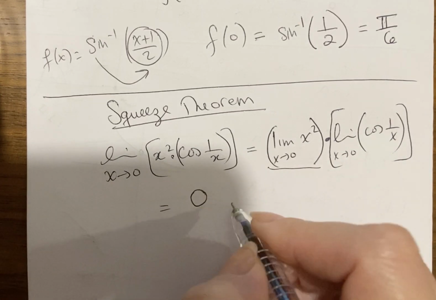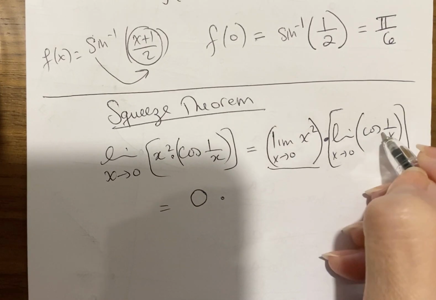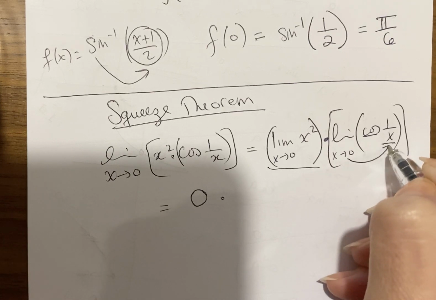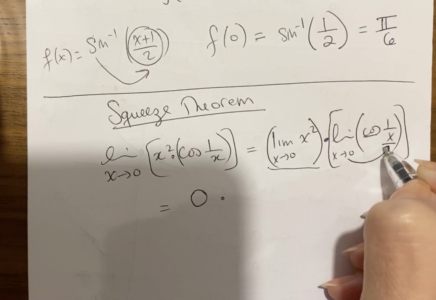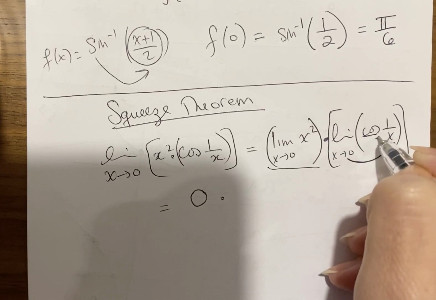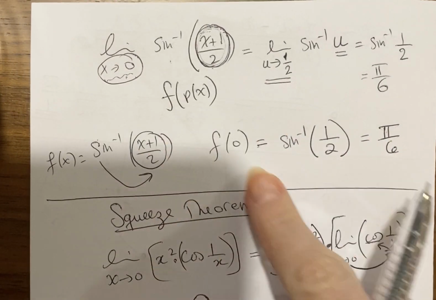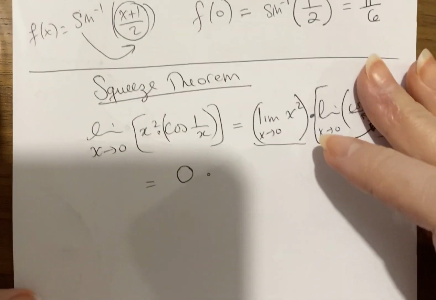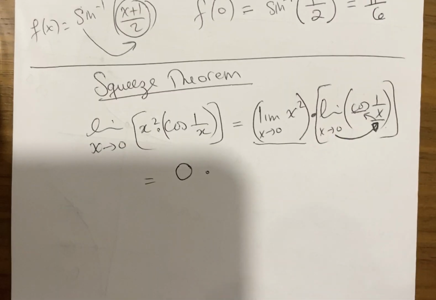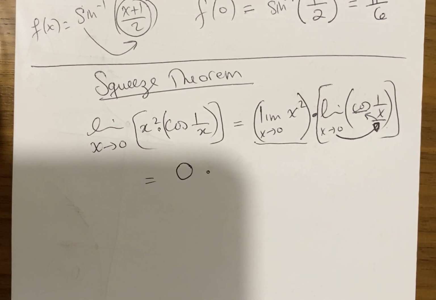But now, this is a composite function. It's cosine of 1 over x. You need to put 0 in 1 over x, and then the answer you put inside of cosine. Remember, just as we did over here, you have to start from the inside to the outside. What is the limit of 1 over x as x approaches 0? 1 over x blows out of proportion, goes to infinity. And what's cosine of infinity?